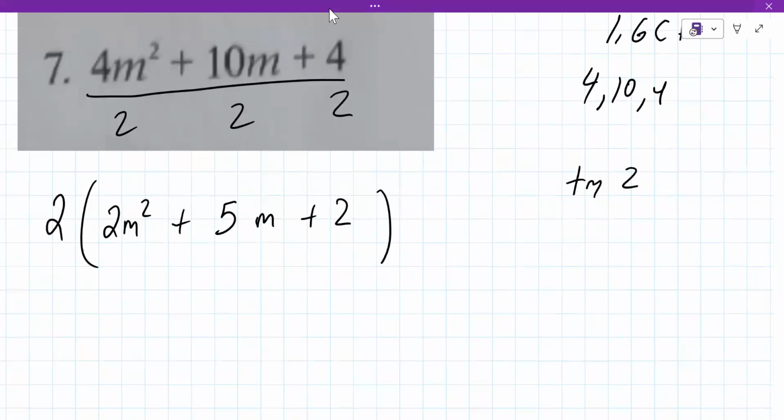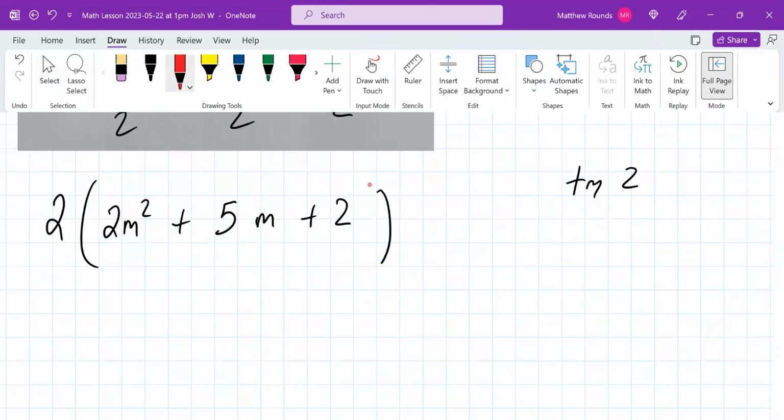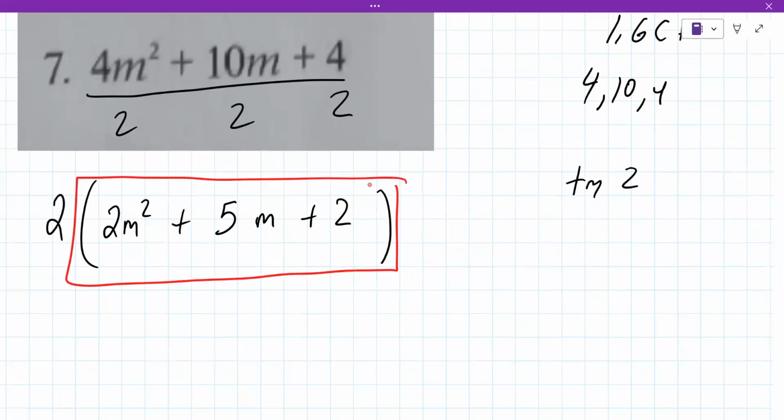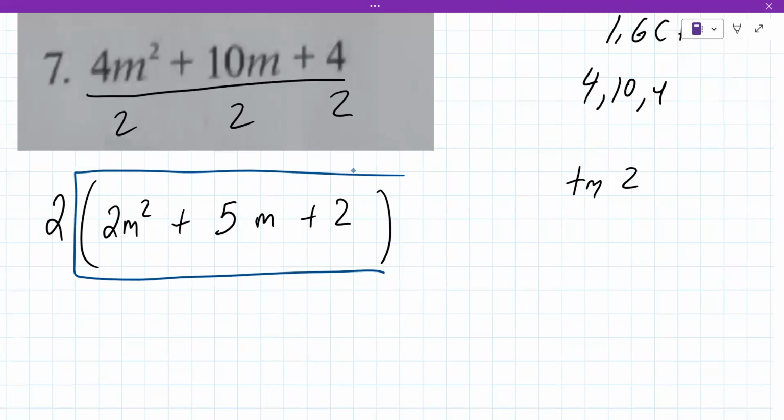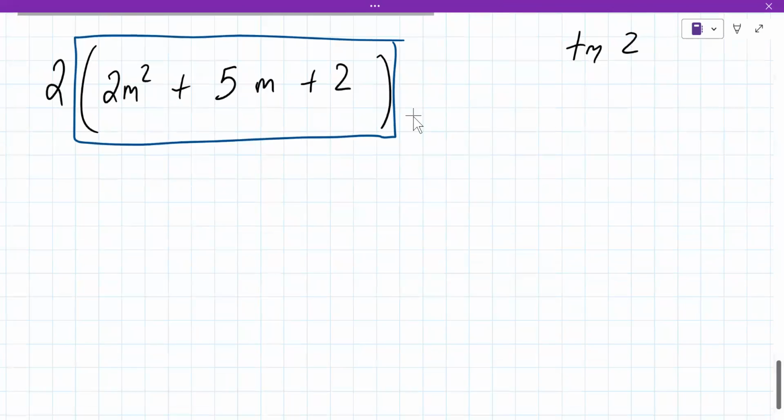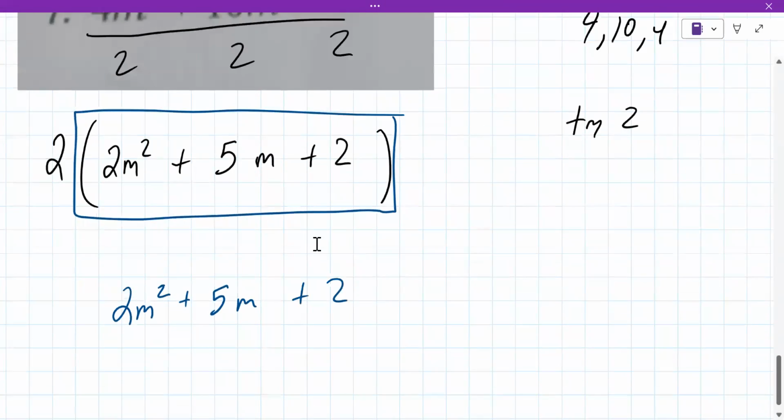Now, the part that I'm about to put in red here is just like the previous problem. Actually, let me do it in blue. Red's kind of a negative; we associate red with negative. So we're just going to reset. Here's the problem: 2m squared plus 5m plus 2. This is just like the previous problem, so let's go back and look at the previous problem and see what we did at this point.